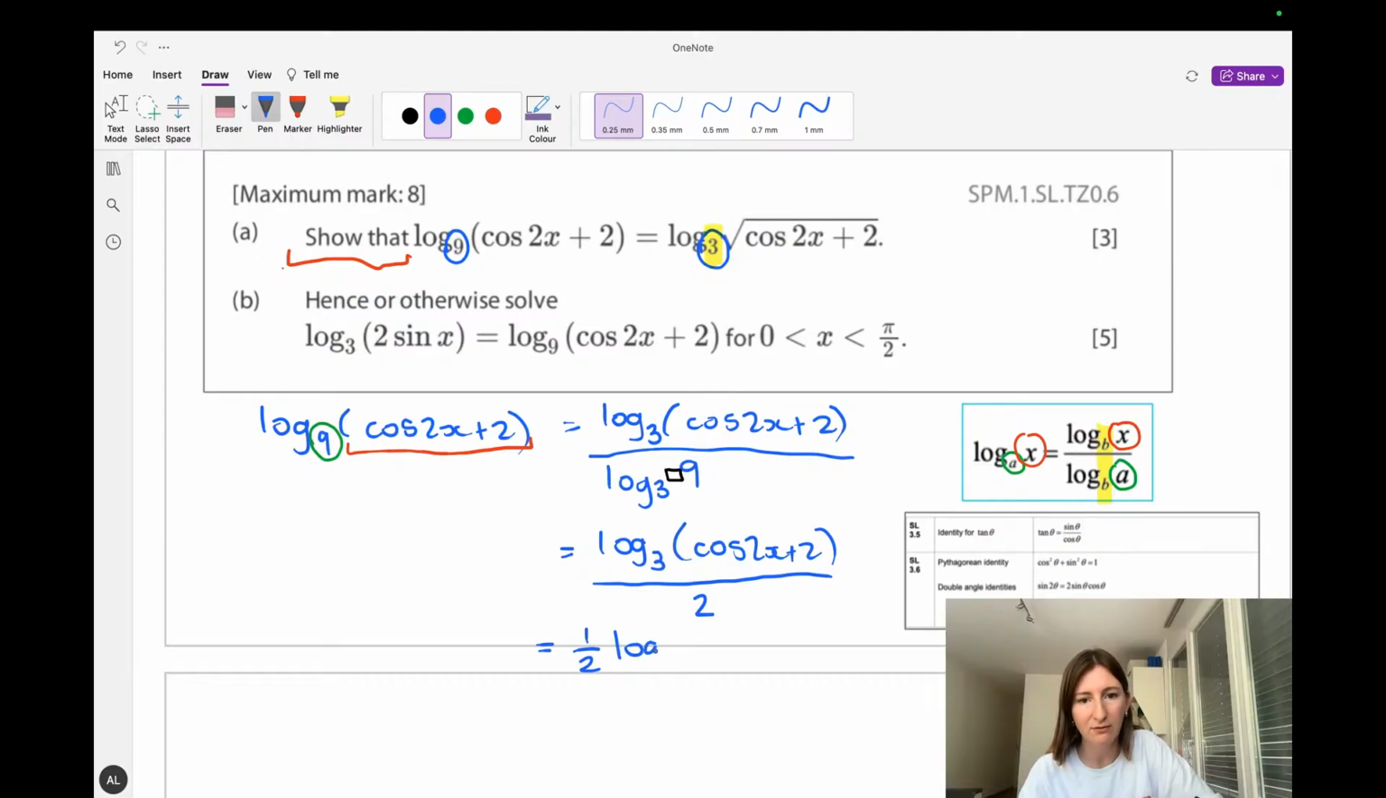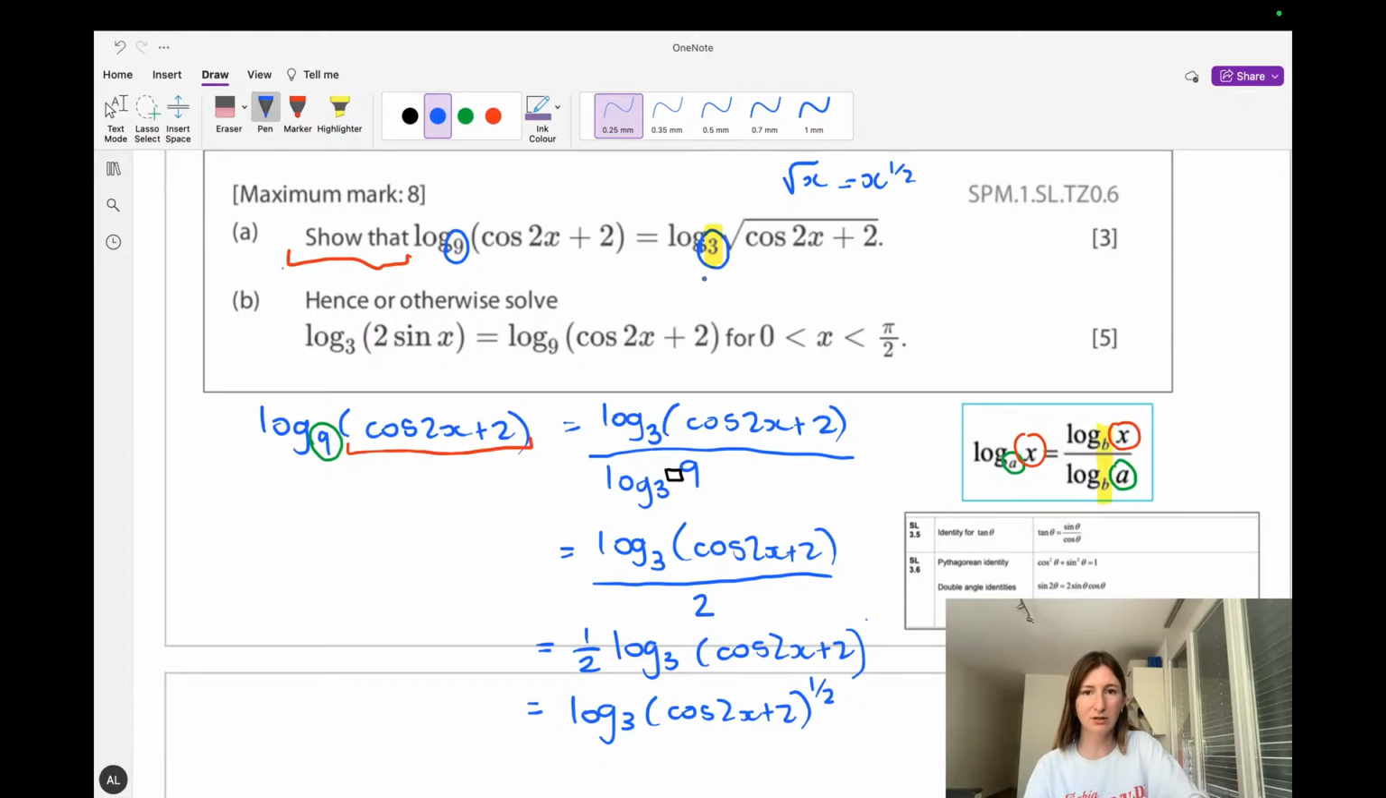So we've just figured out that that was 2, which is equal to half. If we bring that out in front, log base 3 of cos 2x plus 2, that half, as part of our log laws, we can put as an exponent. That half is alerting us to the square root, because a square root is something to the power of a half. So cos 2x plus 2 to the power of a half, well, there we go, that's just a root. You could even leave it as a half because that's the same thing.